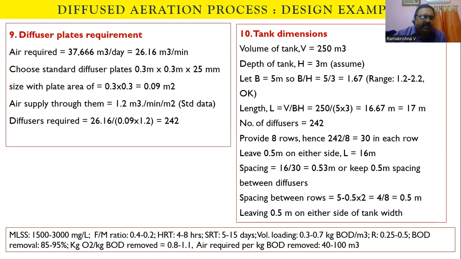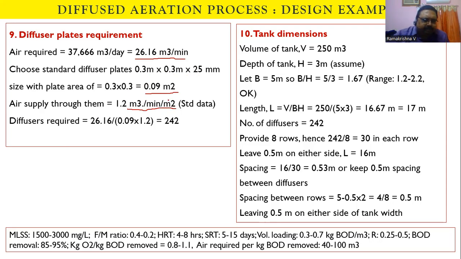And diffuser plates. Air required we already calculated, 37,666 meter cube per day. So in terms of minute, it is 26.16. Standard diffuser plates are 0.3 meters by 0.3 meters by 25 mm. So plate area is 0.3 into 0.3, 0.09 meter square. So the standard data gives you this will supply 1.2 meter cube per minute per meter square of compressed air.